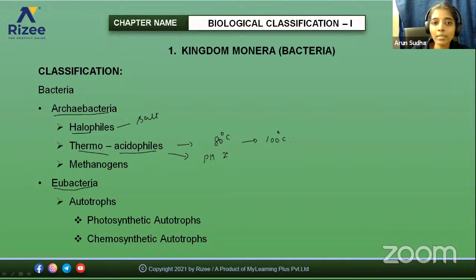They are thermoacidophiles. And then methanogens. What are methanogens? That is, they can form methane. Methanogens are generally present in ruminants, so they can form methane. And then eubacteria. Under eubacteria, autotrophs can synthesize their own food. Photosynthetic autotrophs, photo means light, can synthesize their food. Photosynthetic means with the help of light, and chemosynthetic means with the help of chemicals.